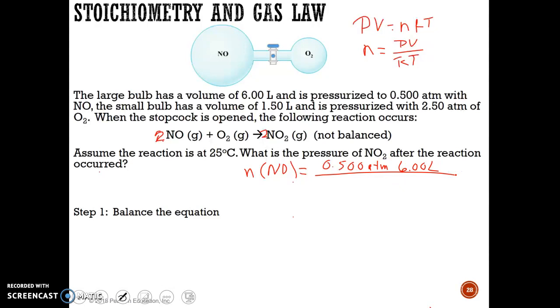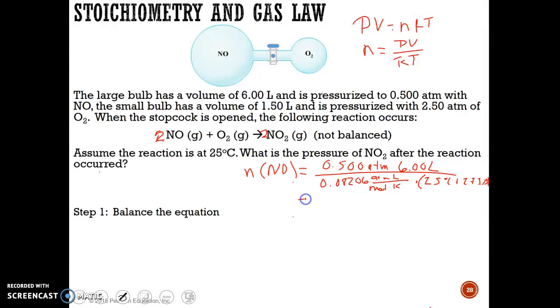Again, since we're dealing with atmospheres, we're going to use the value of R as 0.08206 atmosphere liter per mole Kelvin, times the temperature. Right now it's at 25 degrees Celsius, but we know from Wednesday's lecture we always have to convert to Kelvin to maintain an absolute scale. So that is 25 Celsius plus 273, which would be 298.15. Okay.